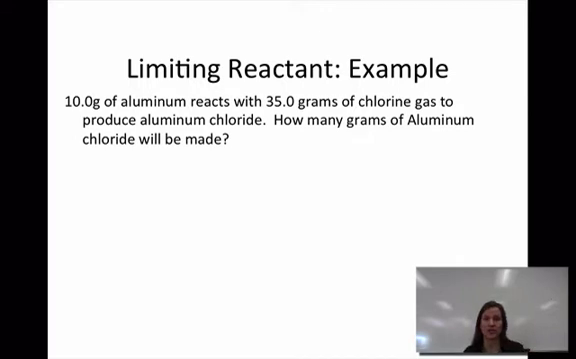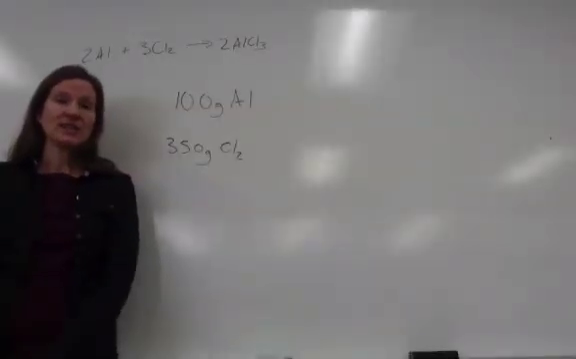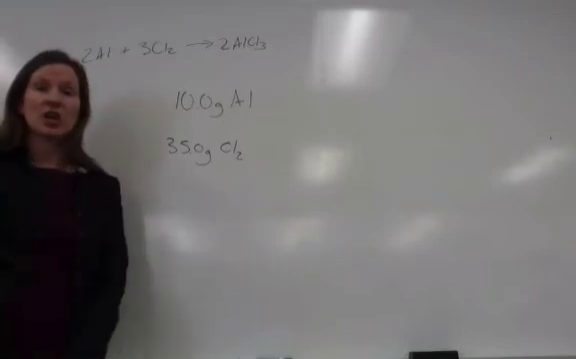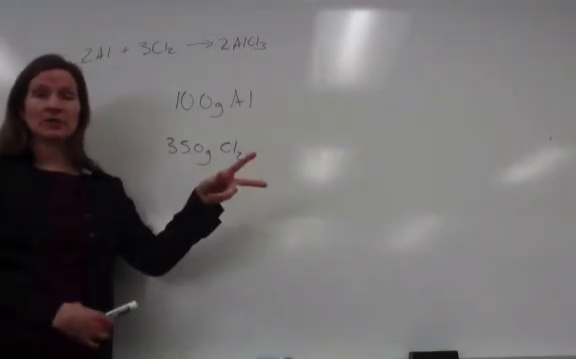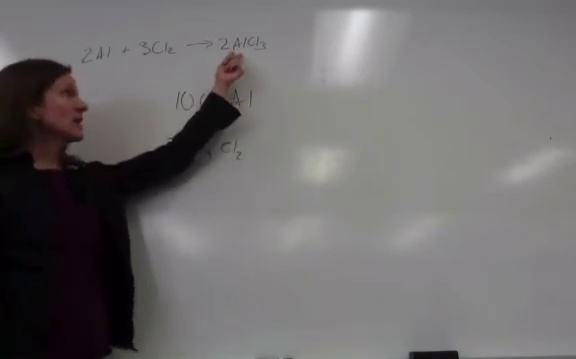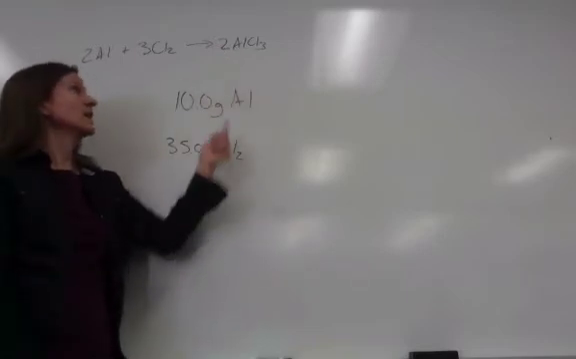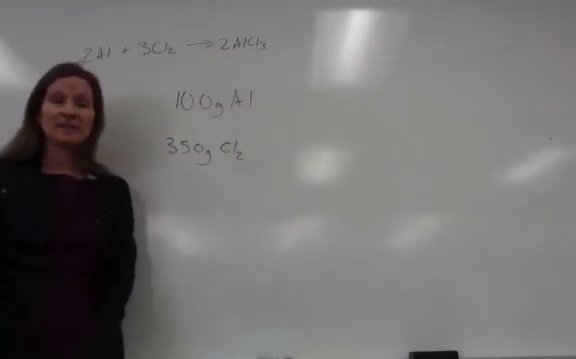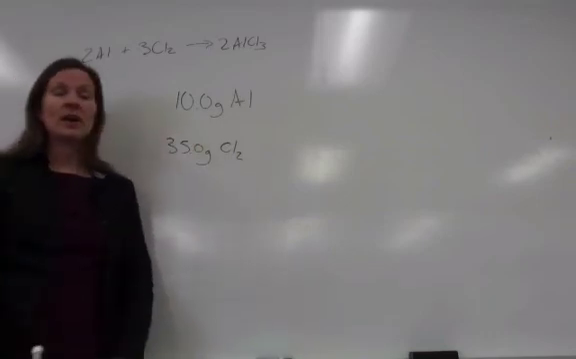So how do you do it? Let's walk through this problem. Here's how you do limiting reactant problems. Right now, essentially, I have 2 starting amounts. I have to do 2 stoichiometry problems. This 10 grams of aluminum can make a certain amount of aluminum chloride. These 35 grams of chlorine can make a certain amount of aluminum chloride. I can't predict right now which one will run out first.